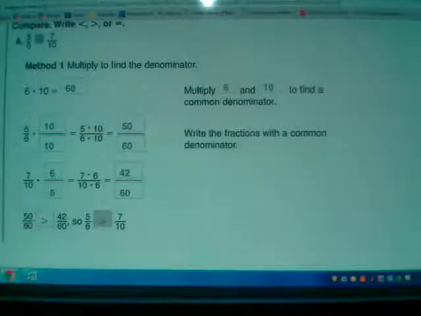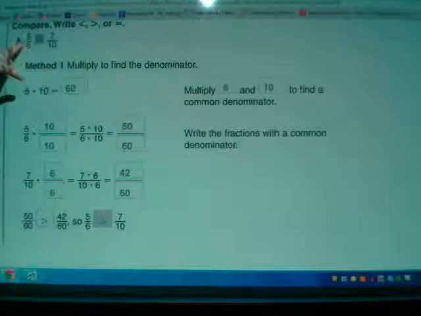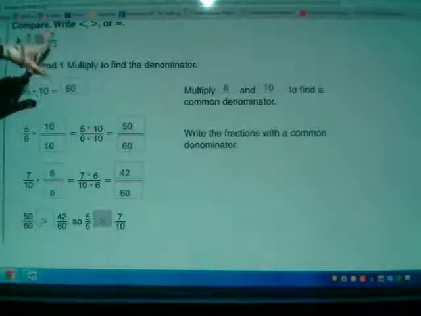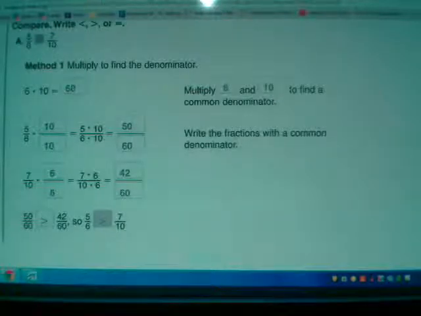There's a couple different ways around this problem, but what they do here with the first method they are presenting to you is to multiply to find the denominator. They're not actually finding the least common denominator here. They're just finding a common denominator. So what you're doing here is you're simply multiplying by the other denominator. So since the denominator here is 6, I'm going to multiply by 10. Since the denominator here is 10, I'm going to multiply by 6, which of course in both cases 6 times 10 or 10 times 6 is going to generate 60. So 60 is going to be my common denominator.